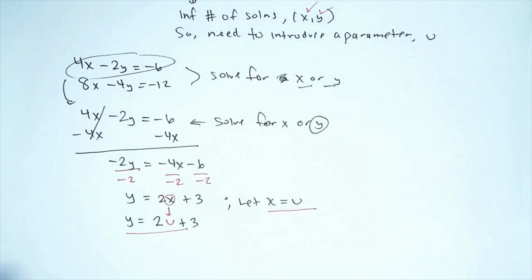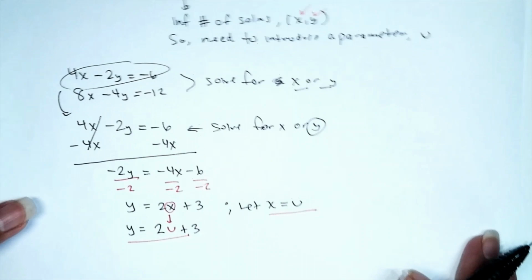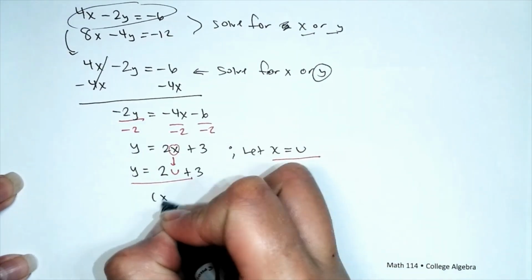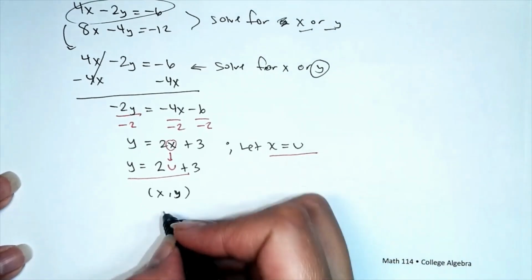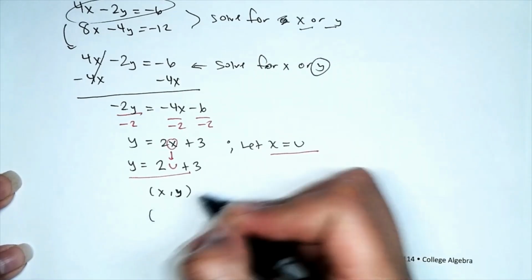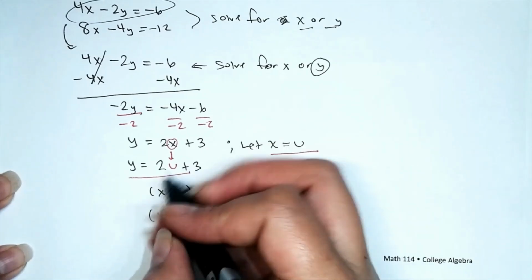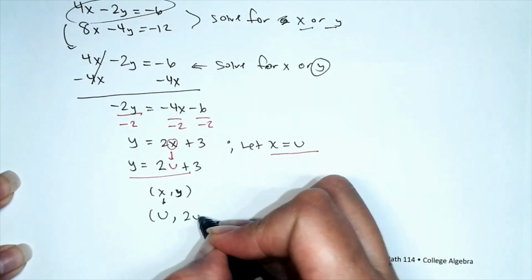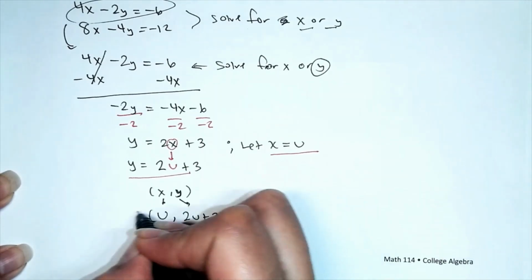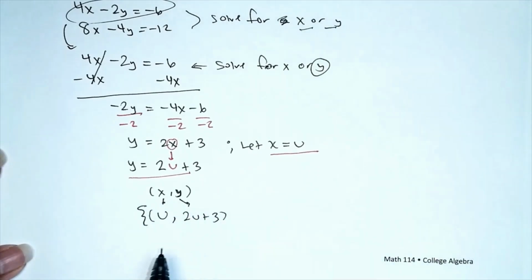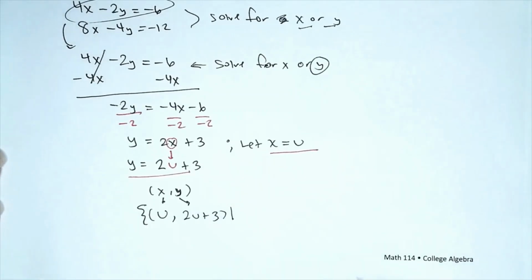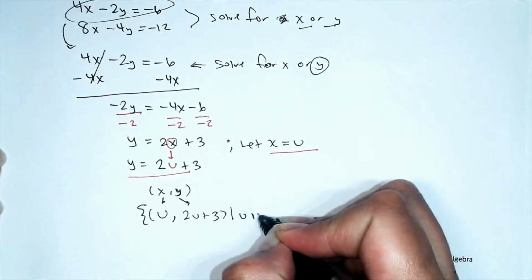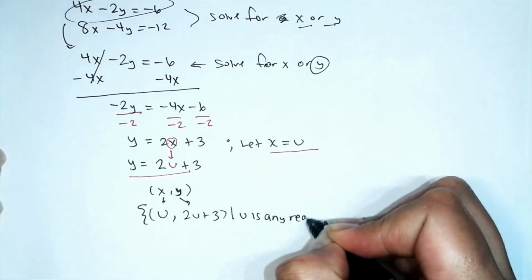Okay, so in this case, we have established that the system has an infinite number of solutions. So the question is, how are we going to write those ordered pair solutions? We're going to say that the solution set is given by the set of ordered pairs x, y, which is u, 2u plus 3. Let's put that in set builder notation. So we have the set of ordered pairs in this form, u comma 2u plus 3, such that, what's so special about u, it could be any real number. So such that u is any real number.